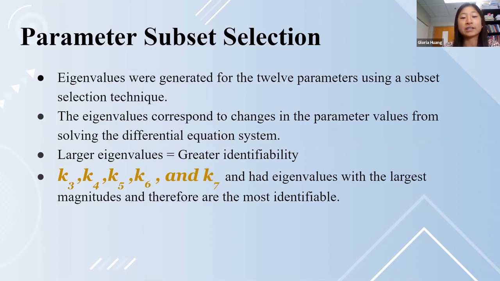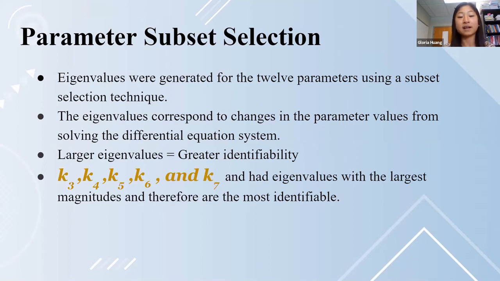The eigenvalues generated from the parameter subset selection correspond to changes in the parameter values from the solving of the differential equation system, which allows the parameter value matrix to transform parameter space into its corresponding eigenvalues. Large eigenvalues correspond to larger changes in parameter values during solving, telling us the parameter is sensitive and thus identifiable.